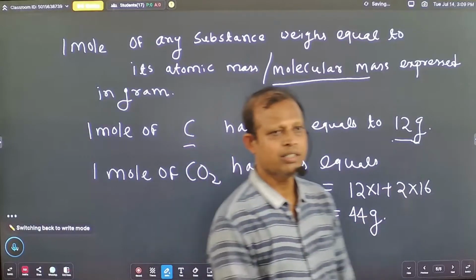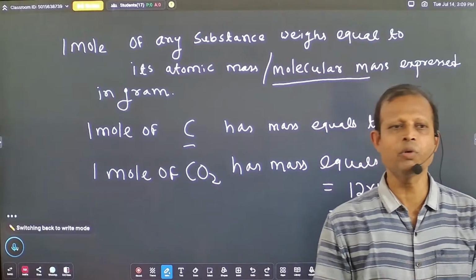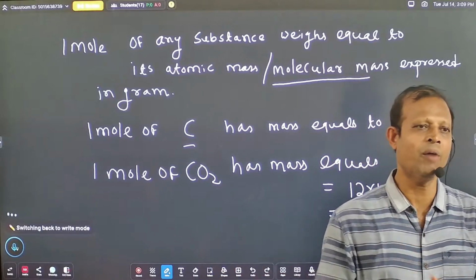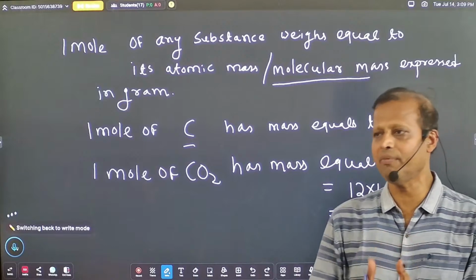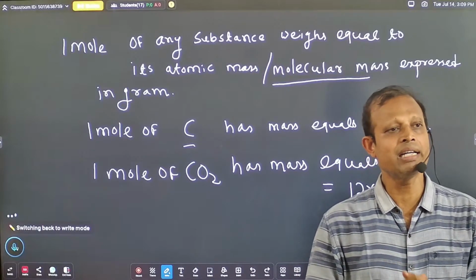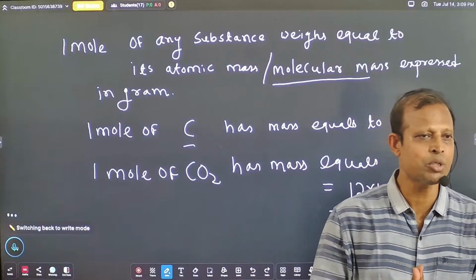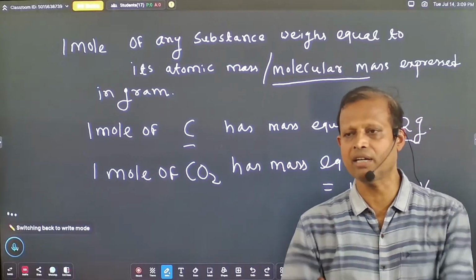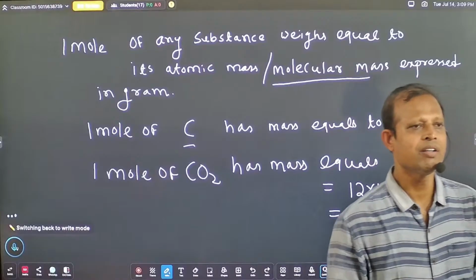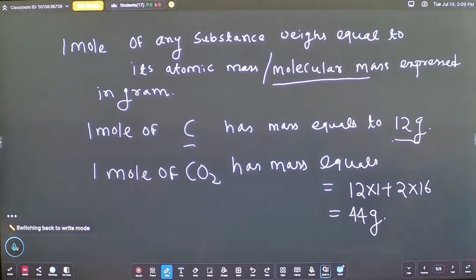If it is an element, you are relating mole with the mass. The mass of 1 mole of carbon is equal to its atomic mass expressed in gram, so that is 12 gram. Clear or not? Now CO2 is an element or compound? CO2 is a compound, right? So 1 mole of carbon dioxide equals its molecular mass expressed in gram. The molecular mass of carbon dioxide is 44 gram.